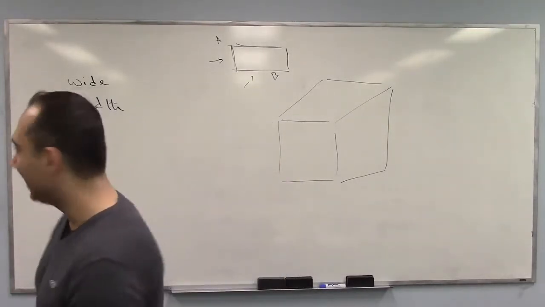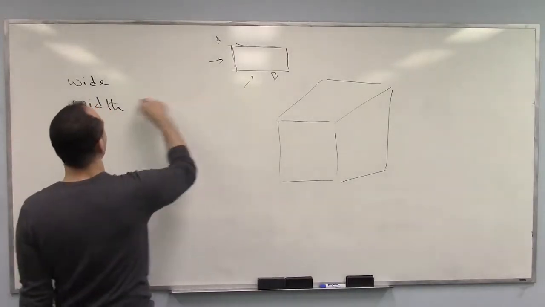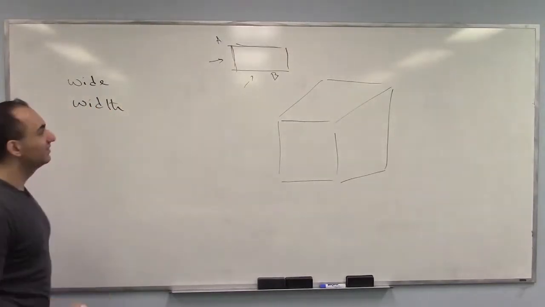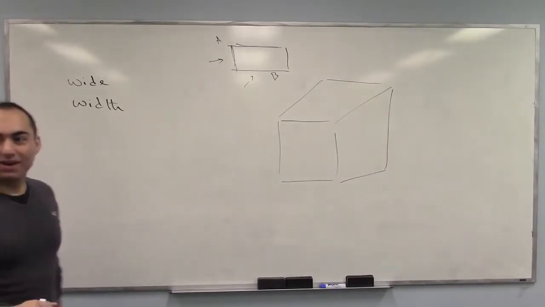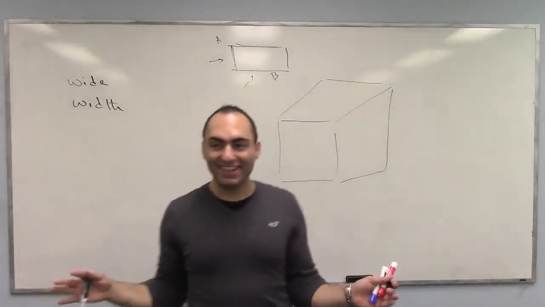Length. Yeah. So which one? No, width is which one? B is width and A is length. Right? Wide is usually longer in Germany.